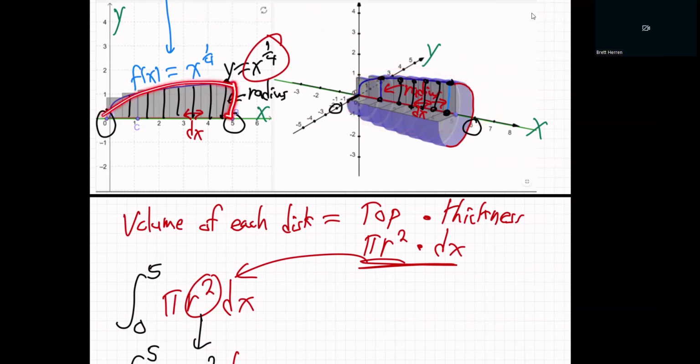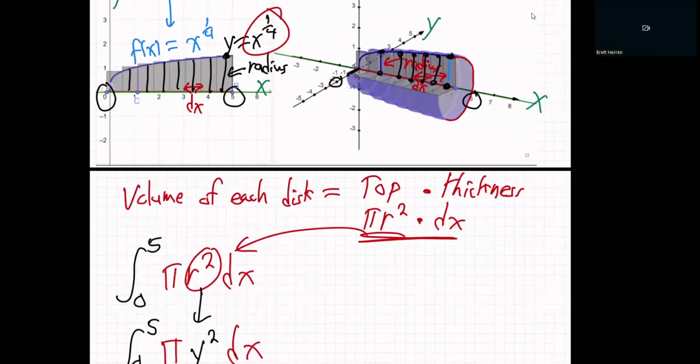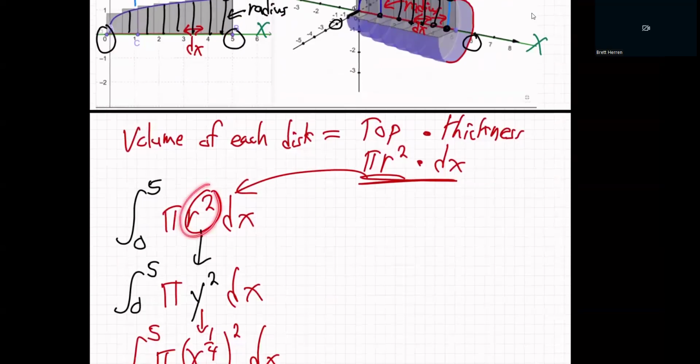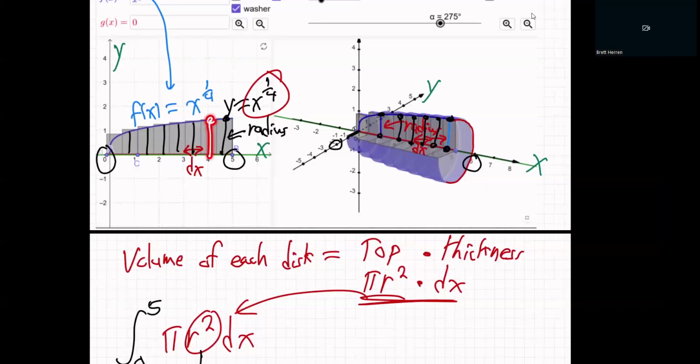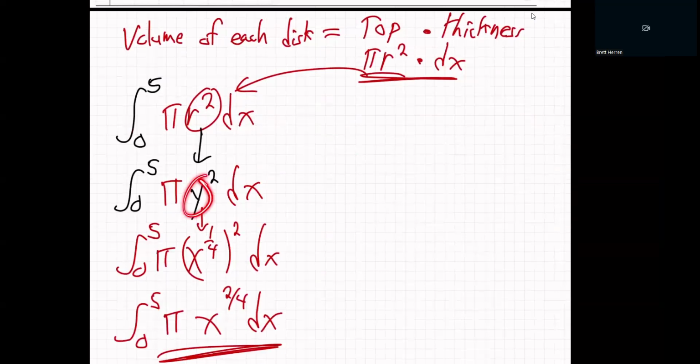which is formed by taking a flat two-dimensional shape and rotating it about the x-axis. How do we get it? Well, each disc has its top area, pi r squared, times its thickness, dx. And then pi r squared times dx, the r, the radius, is from the middle to the curve. Y equals x to the 1/4. So this y becomes x to the 1/4. So radius squared is x to the 1/4 squared, because the radius is x to the 1/4, which is x to the 2/4. And so there we go.